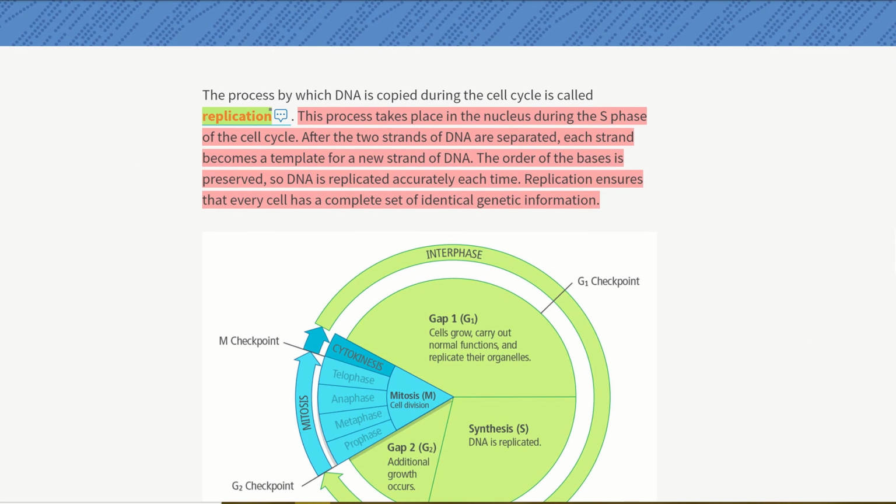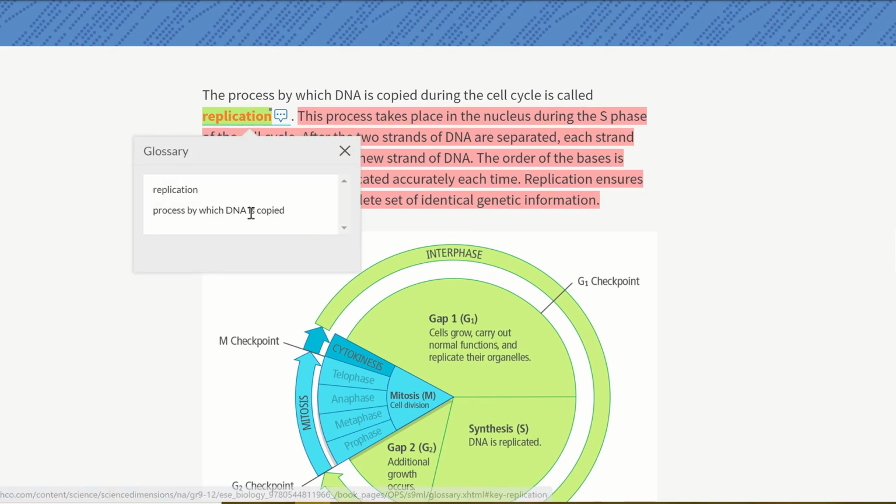So when we talk about replication, we talk about a process called semi-conservative. What that's going to mean is we're going to use one side as a template to make the other side. So obviously DNA replication is the process by which DNA is copied.